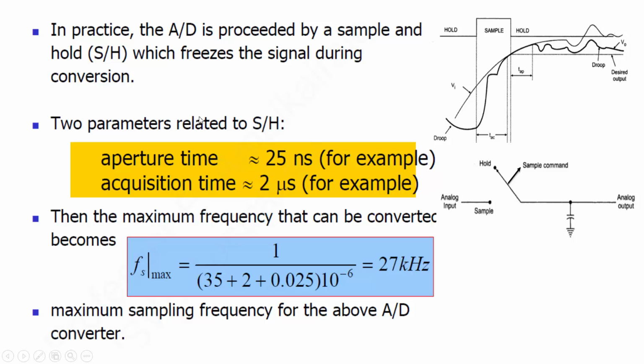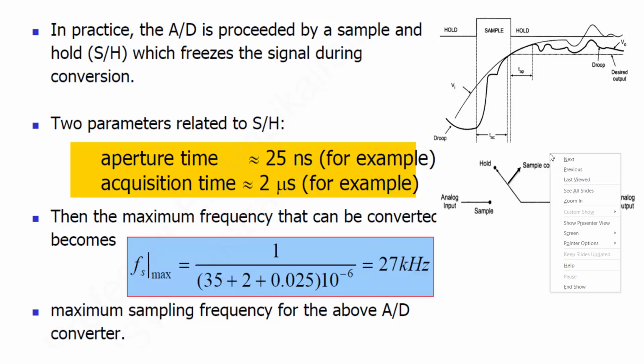Now, in practice, the A to D converter is preceded by a sample and hold circuit, which we have already seen, which freezes the signal during conversion. This is the block diagram, the simple diagram of a sample and hold circuit. In this, the switch in this position is the sample position, and once the switch opens, it is the hold position, and this is the capacitor. I have already explained. There are 2-3 important parameters which we need to look at for a sample and hold circuit.